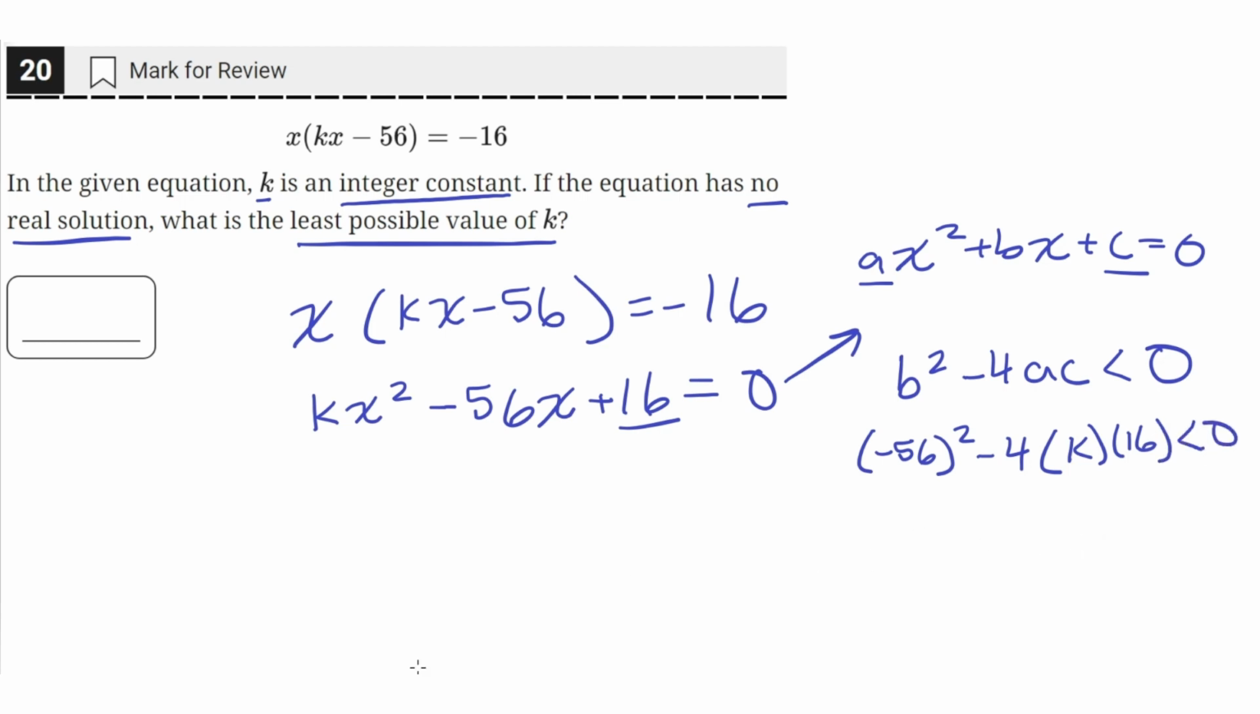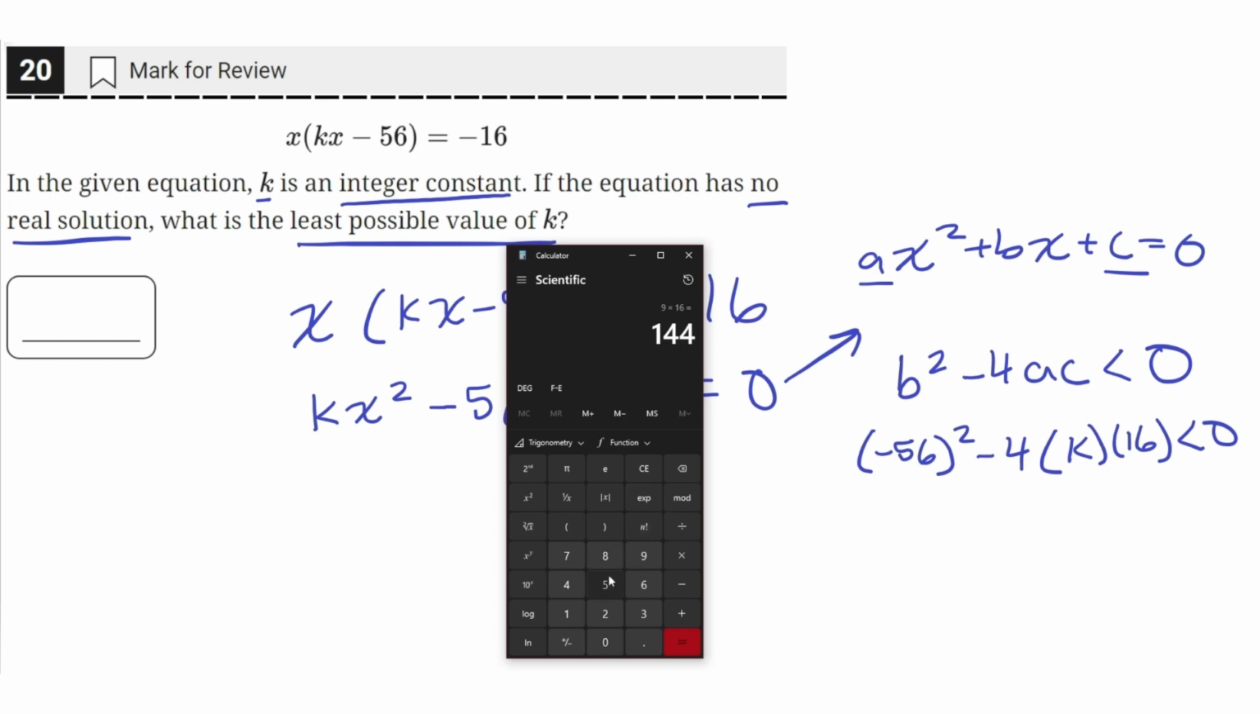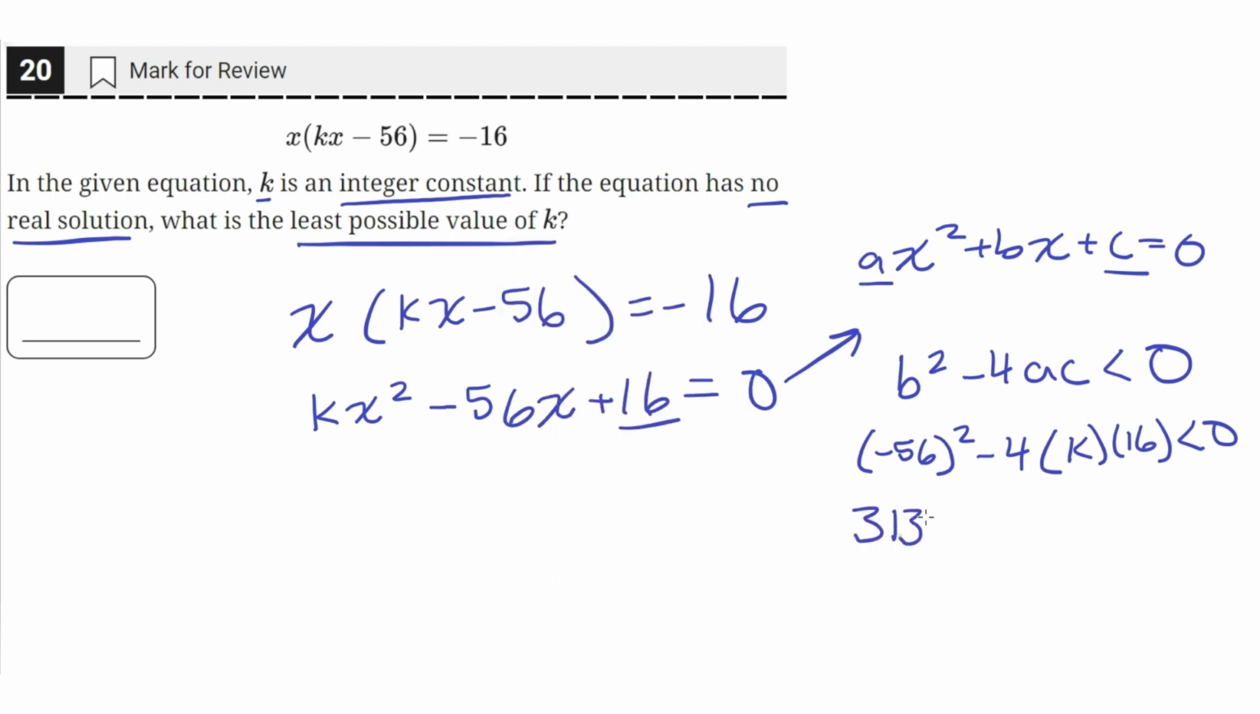Okay, so let's simplify this down. So negative 56 squared is just the same thing as 56 times 56, since negative times a negative cancels out. So we have 3,136 minus 4 times k times 16, which is just equal to negative 64k. So that has to be less than 0. So now we can solve for a value of k. Let's move the negative 64k to the other side, so we'll be left with 3,136 is less than 64k.